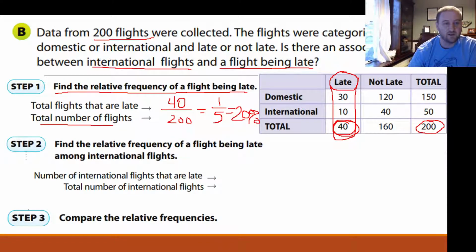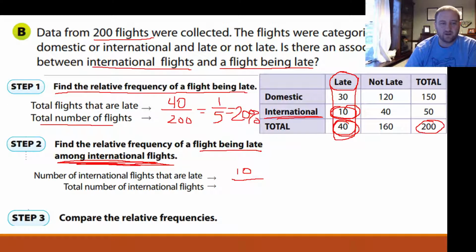Okay, step 2. We want to compare that with the relative frequency of a flight being late among international flights. The number of international flights that are late, here's international, is 10. And then the total number of international flights is 50. 10 out of 50 reduces to 1/5, which is 20%.